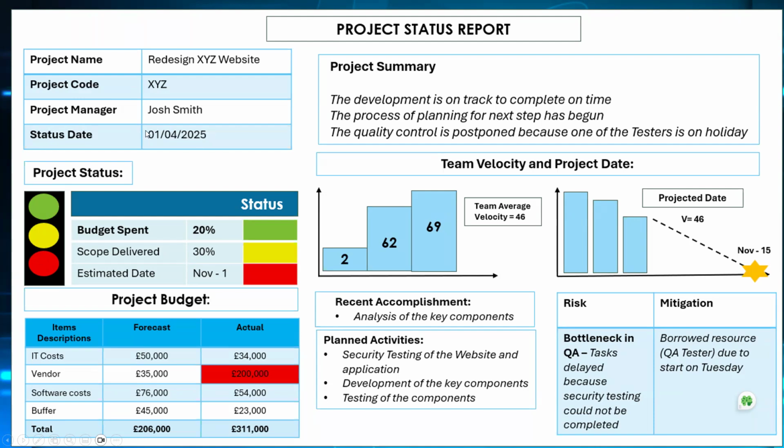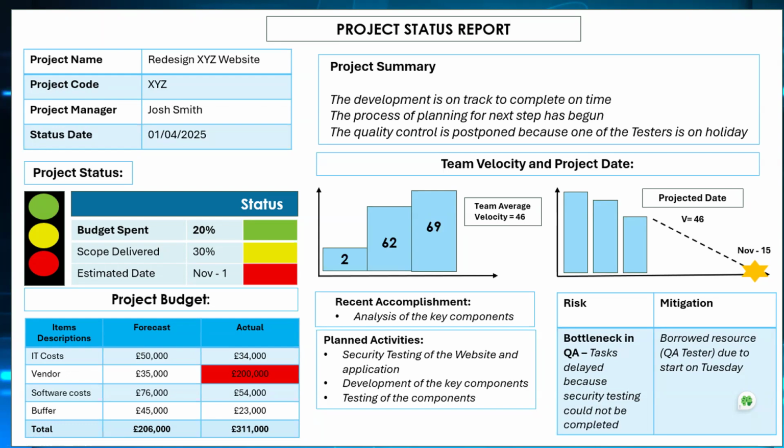Some put the period that they are talking about for their status date. It might not just be one day, it might be from such a date to such a date to cover the period. Okay, and then you give a project summary, like I said earlier on. You can see that the development is on track to complete on time. That's what key stakeholders are after. That is what the project sponsor is after. Is this project still on track? Is it doing what it's supposed to do?